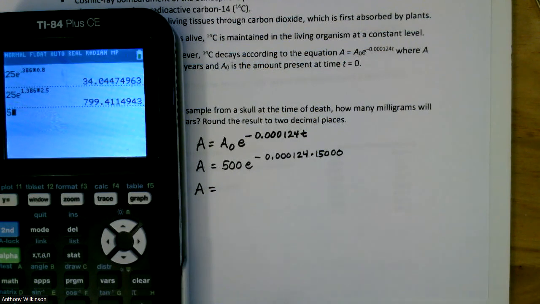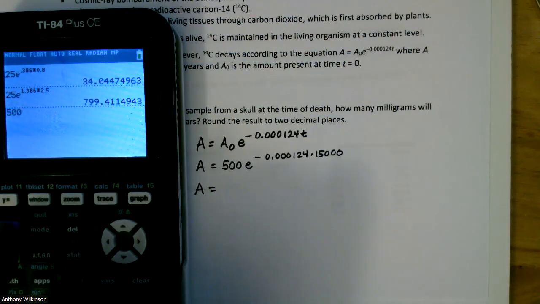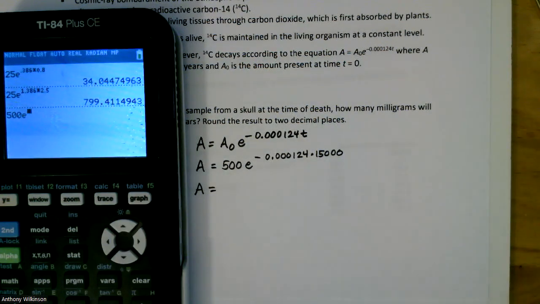All right, so using our calculator, we'll type in the 500. For the E, of course, second and LN. And then press your negative key for 0.000124 times 15,000. And then press enter.